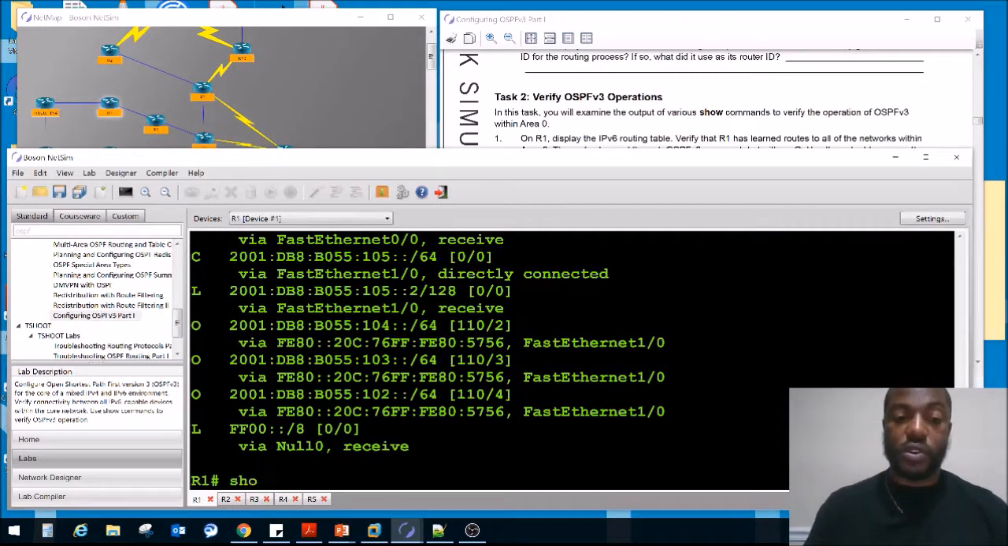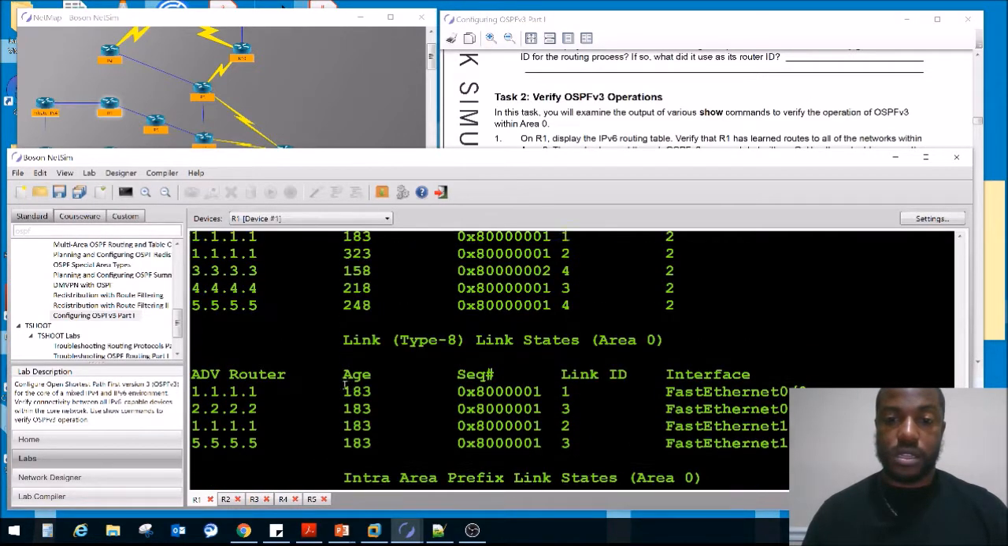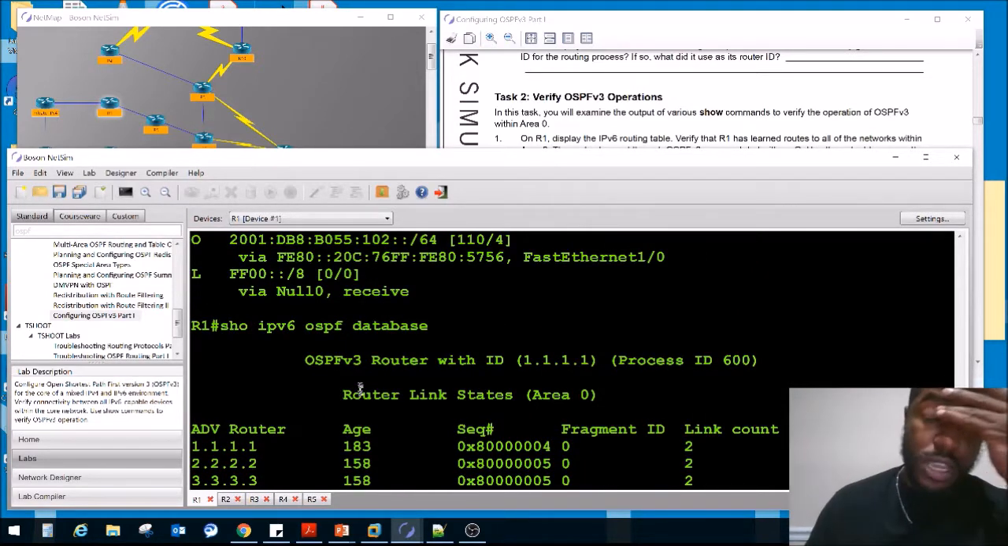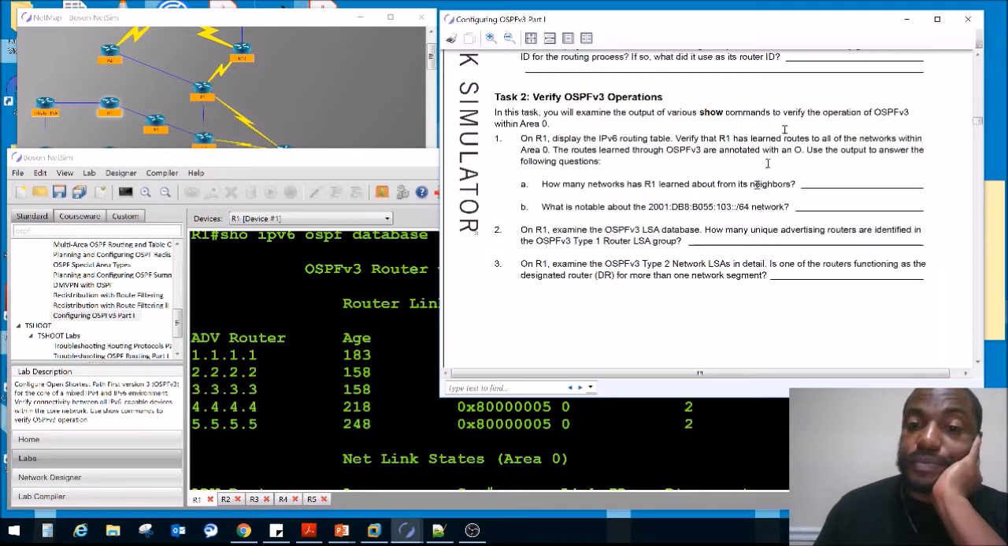We do that with show IPv6 OSPF database. And he wants to know how many type 1s. Type 1 would be router links, right? Because type 2 is network. So we got 1, 2, 3, 4, 5. We got 5.